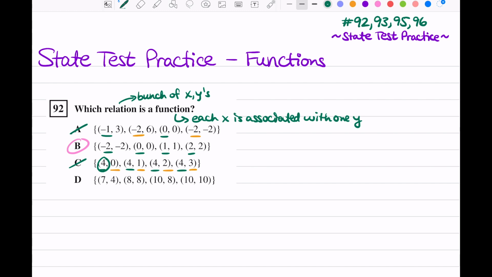So let's take a look at our last option. You put in a 7 into the vending machine and you get out a 4. You put in an 8 in the vending machine, you get out an 8. However, if you put a 10 into the vending machine, you get an 8 and a 10 back. That means your vending machine is broken. So our relation here does not act like a vending machine because our x equals 10 is associated with more than one y.